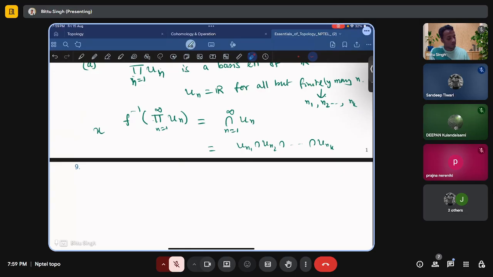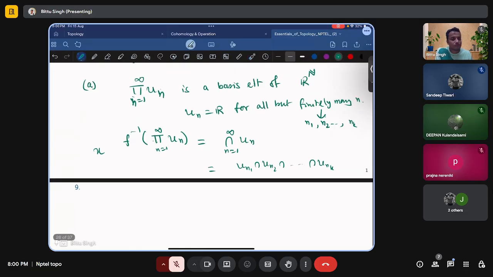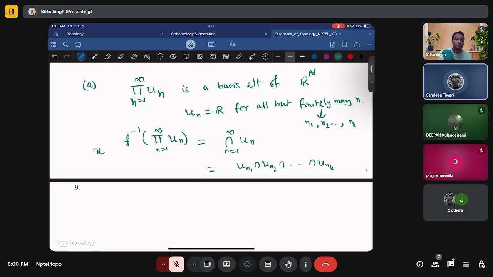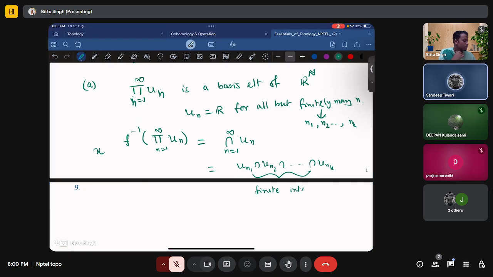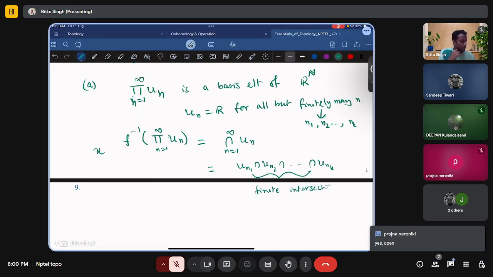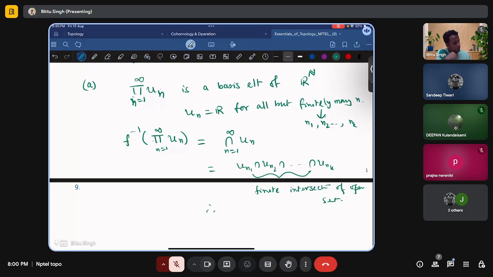So now can you see that this is open or not? Yes, this is open, because it is a finite intersection of open sets, finite intersection of open intervals. Therefore, f inverse of this thing is open. So we have just proved that f inverse of any basis element is open, and I already said this condition is enough.